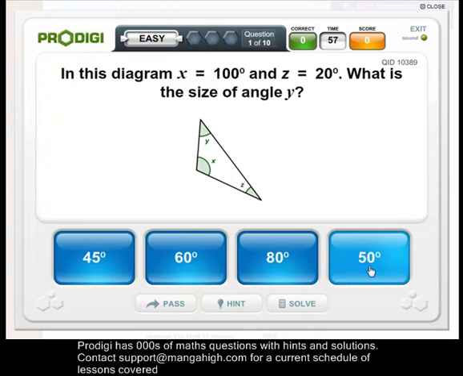And because Prodigy is adaptive, it knows that I haven't played this lesson before, and so it's starting me off with easy questions. So here is a simple one just about triangles, and this is a prerequisite topic that builds into the cyclic quadrilaterals rule. So here we are at the diagram: x equals 100, z equals 20, so we know that a triangle has 180 degrees, therefore that must be 60.